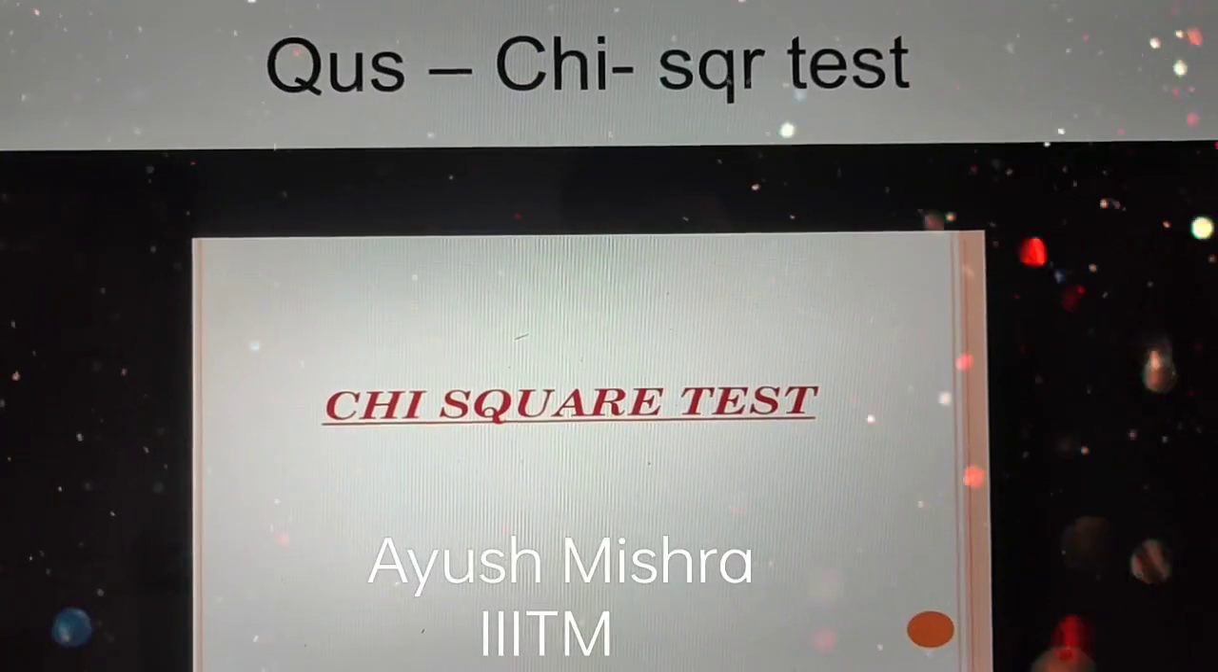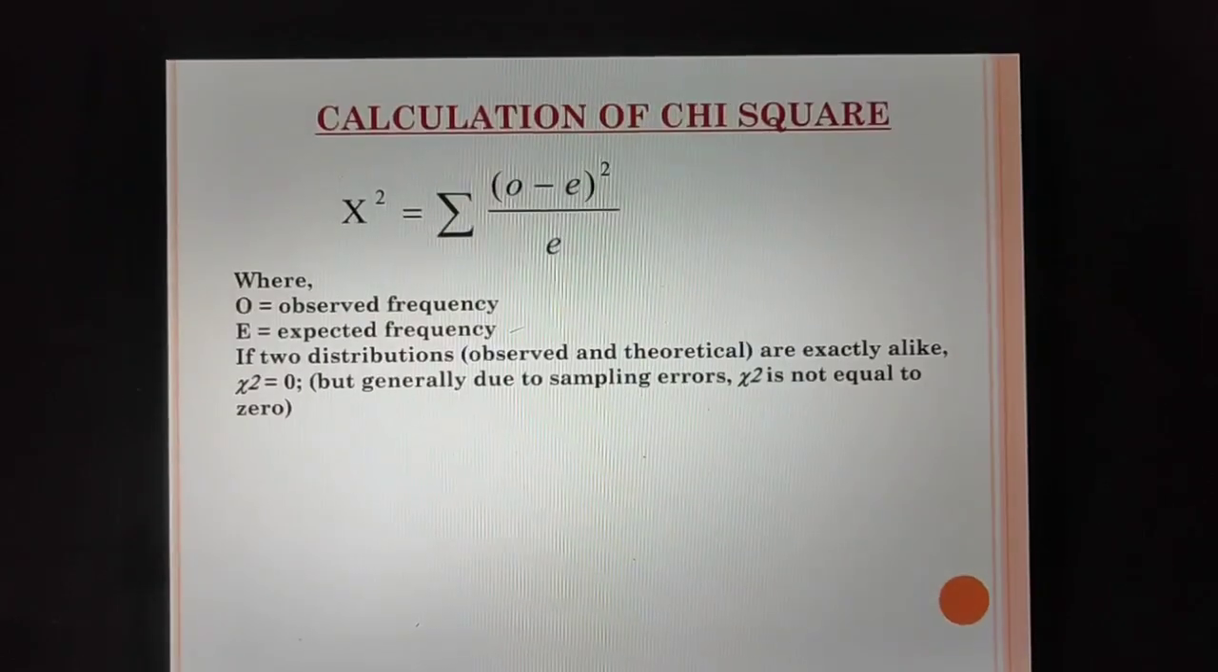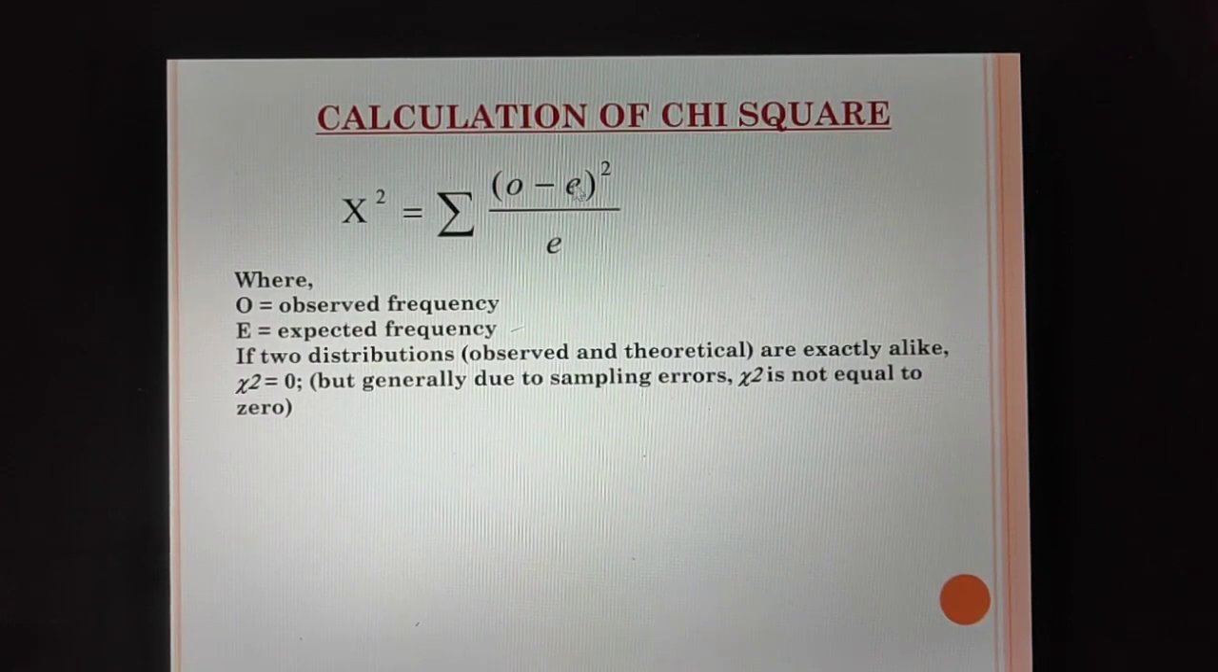Hello guys, today I am going to discuss the chi-square test using an example. We use a simple formula to calculate our chi-square value. It is the summation of (O minus E) whole square divided by E, where O is the observed frequency and E is the expected frequency. Note that this E and this E will be the same, as it represents the expected frequencies.